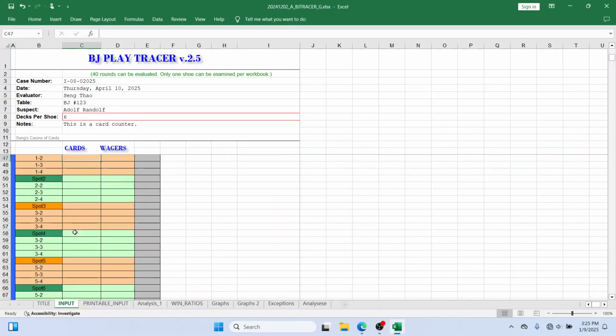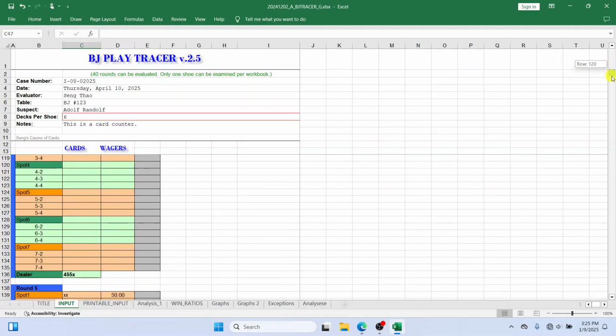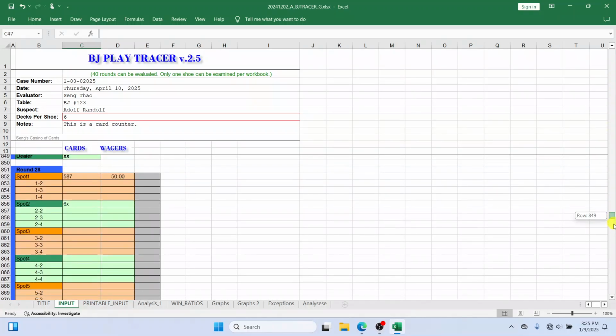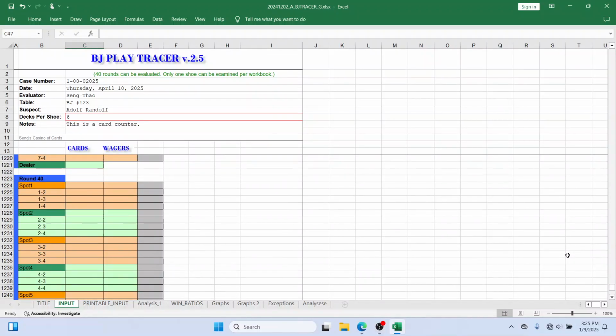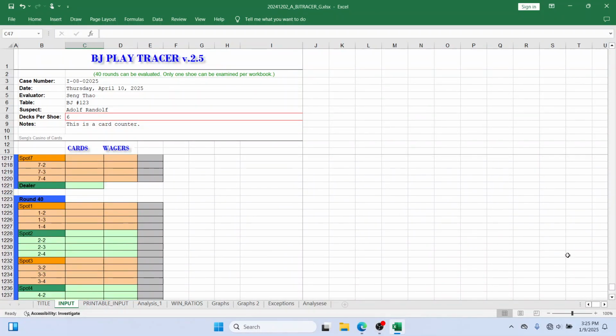So if I scroll down all the way to the end, I'll grab my scroll bar here and scroll all the way to the end. Once you reach the end here, you'll see that for one sheet, it allows you to track up to 40 rounds before the dealer reshuffles the cards. My input here is telling the software that we're playing off of a 6-deck shoe.